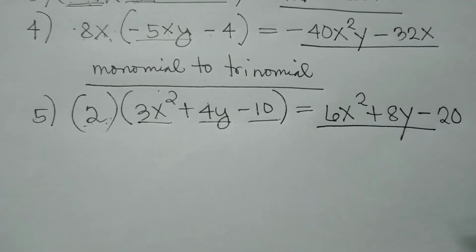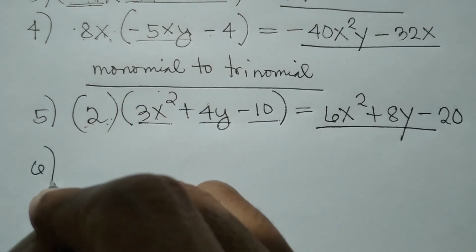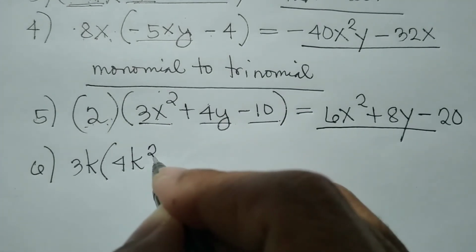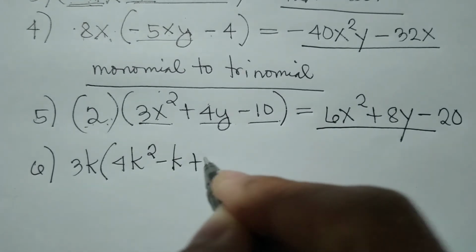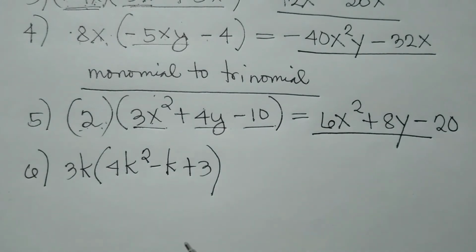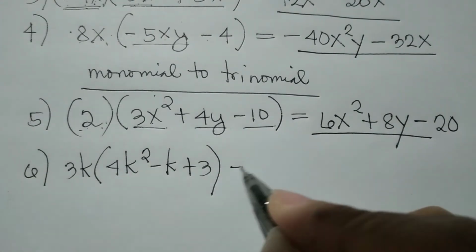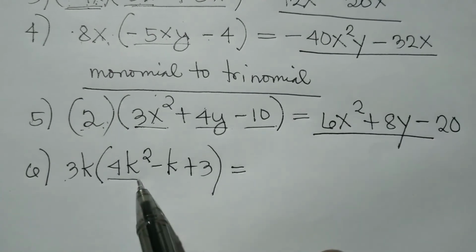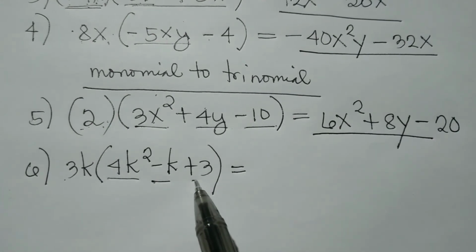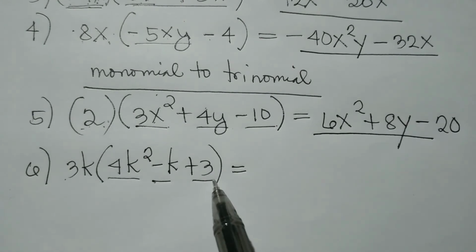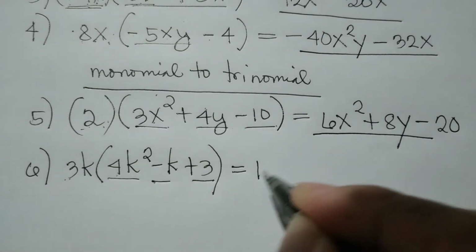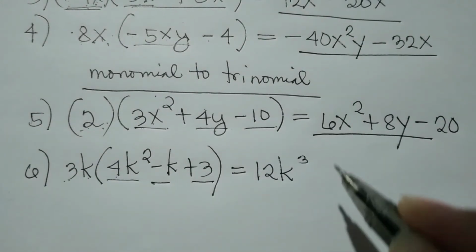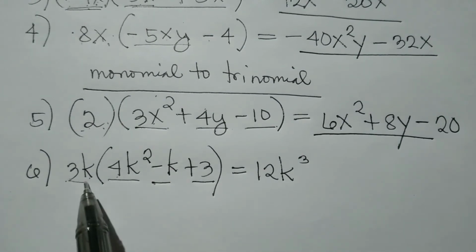What if we have this example, 3k times 4k squared minus k plus 3. So the variable used here is k. Just like in example number 5, you just multiply this one with each of the terms in the polynomial, which is composed of 3 terms. So you have 3 times 4, you have 12, and then you have k times k squared, you have k to the 3rd power.